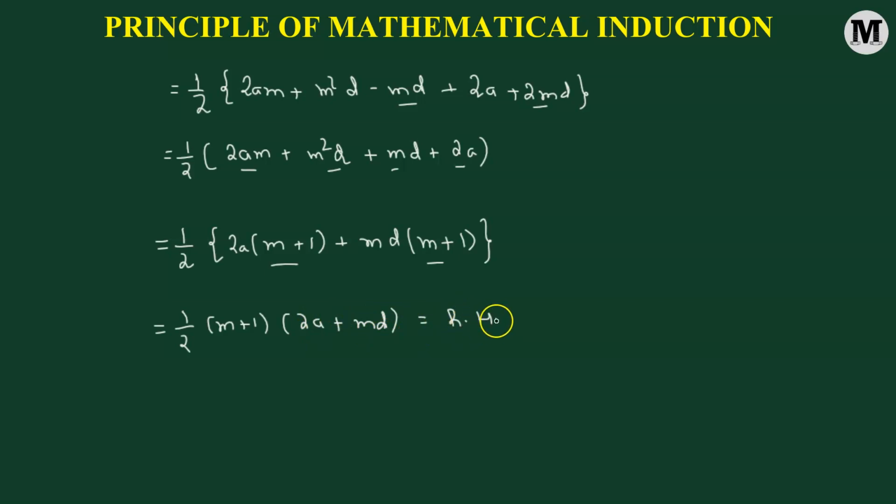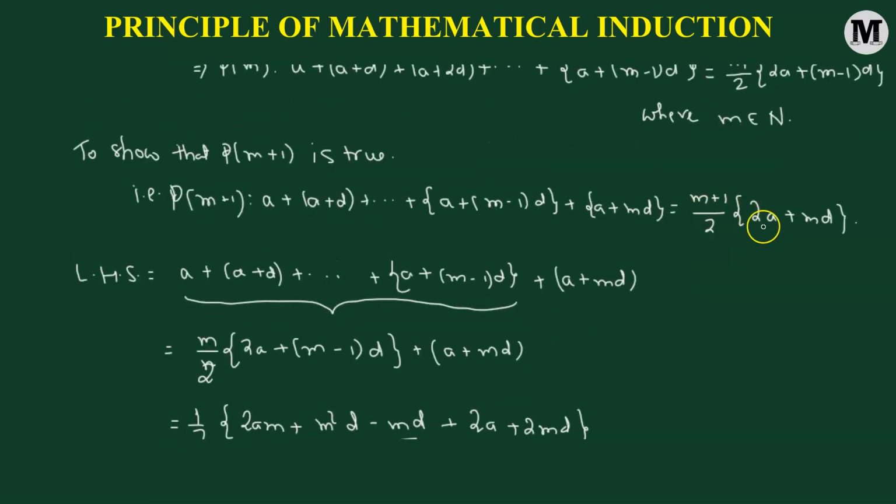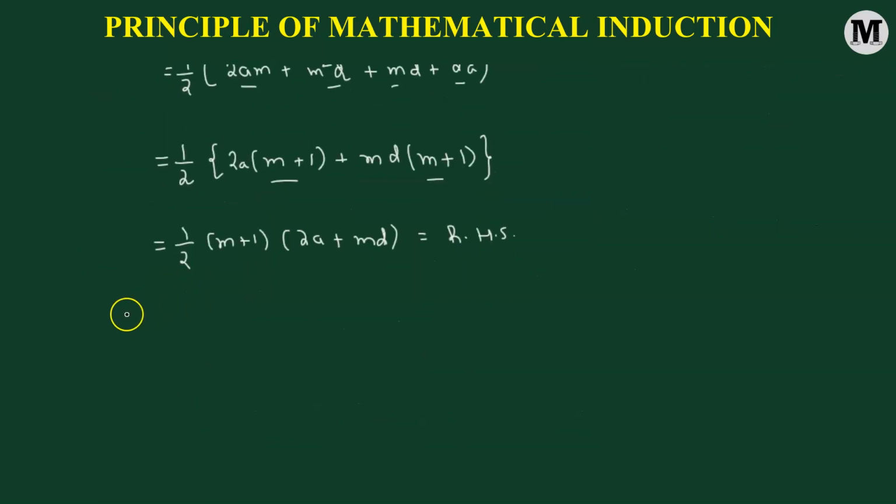This is exactly the expression on the right hand side, and we can verify it. We have half (m plus 1) times (2a plus md). We have half (m plus 1) times (2a plus md). So we have verified that the statement P(m plus 1) is a true statement. Since the left hand side of the statement equals the right hand side, this simply tells us that the statement P(m plus 1) is a true statement.